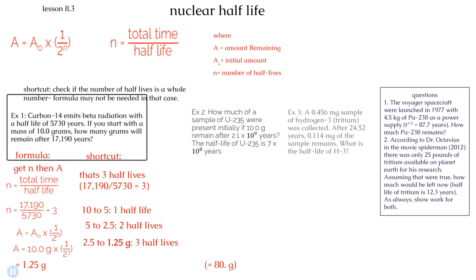This next one, we have about 0.5 gram of tritium. It's collected. And after 24 years, roughly, you're down to about 1/10 of a gram. What must be its half-life? You could solve it either way, but first thing to look for is to see if 4.456 and 0.114 indicate a whole number of half-lives. If they do, it's much easier. You should get an answer of 12.3 years. And by the way, both of these are real numbers. I looked it up, and that is the half-life of tritium.